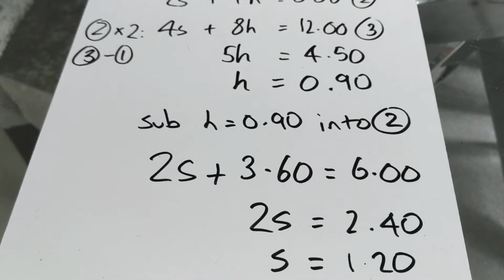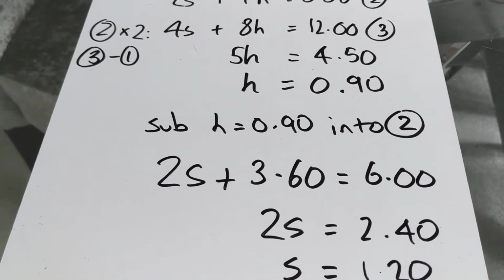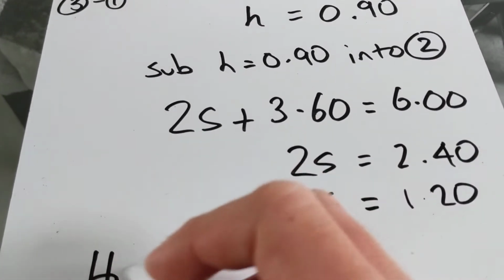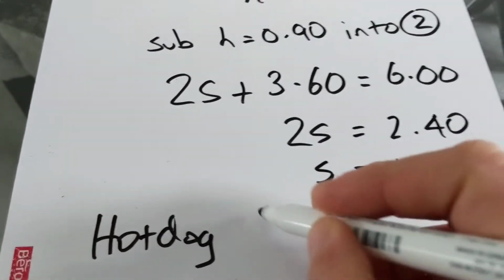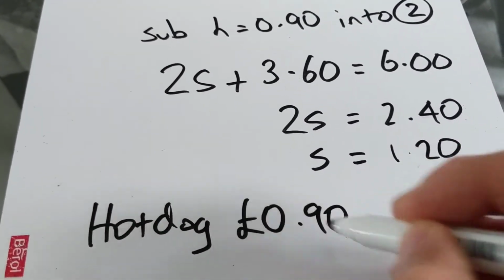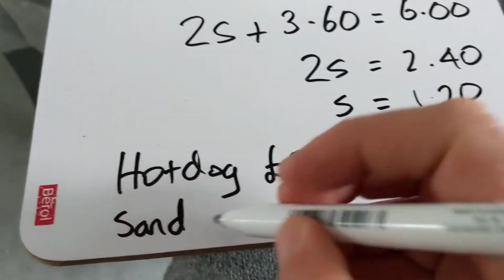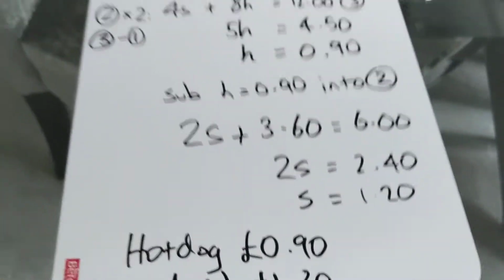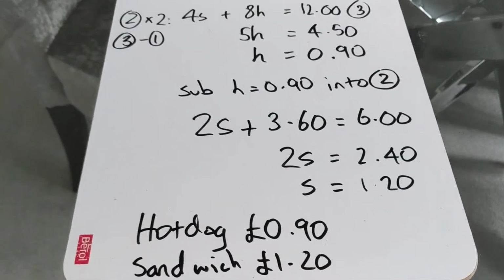So to finish off your question there, you've worked out a hot dog is 90p and a sandwich is £1.20. So hot dog 90p and a sandwich £1.20. 5 marks available for question 1.